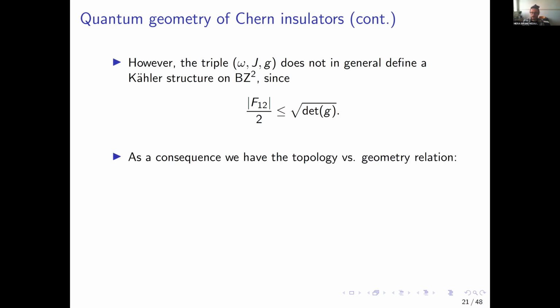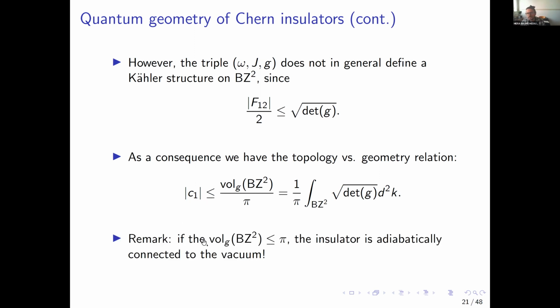And as a consequence of this, if you integrate both sides of this equation, you get that the quantum volume, meaning the volume as measured by the quantum metric, is lower bounded by this first Chern number. This is actually an interesting inequality, at least I find it interesting: if the volume of the Brillouin zone is smaller or equal than pi, then you can only have that the first Chern number is 0, which means that your insulator is adiabatically connected to the vacuum. This is an interesting point.